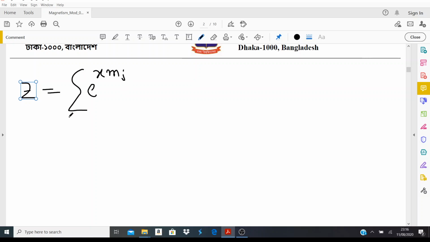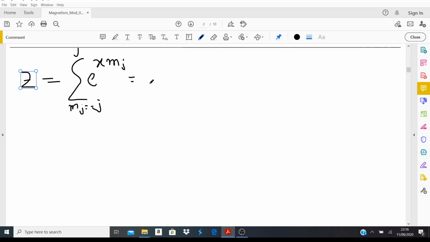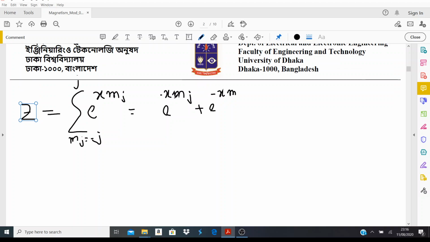And then we are summing over mj. j runs from minus j to plus j. Now this expression, if you expand, the first term in the sum is nothing but e to the power minus x mj, right? And the second term is e to the power minus x m... sorry, it should be a j, right? Because mj starts from minus j. So let me correct myself.